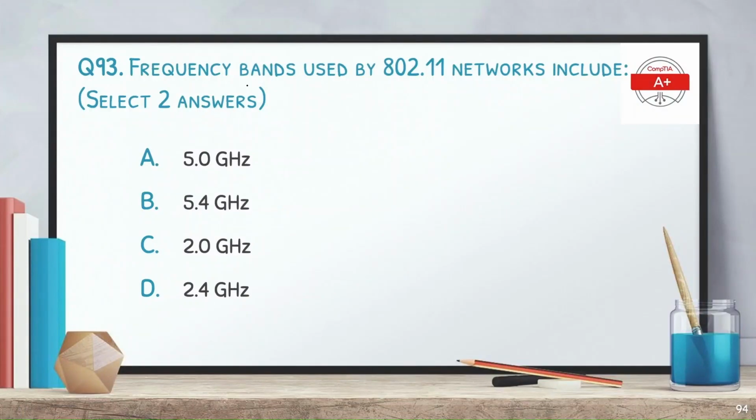Question number 93 is that the frequency bands used by 802.11 networks include. We have to select two answers. Options are A 5 gigahertz, B 5.4 gigahertz, C 2 gigahertz, and D 2.4 gigahertz. And the correct options are that Wi-Fi or 802.11 networks basically use 5 gigahertz and 2.4 gigahertz.